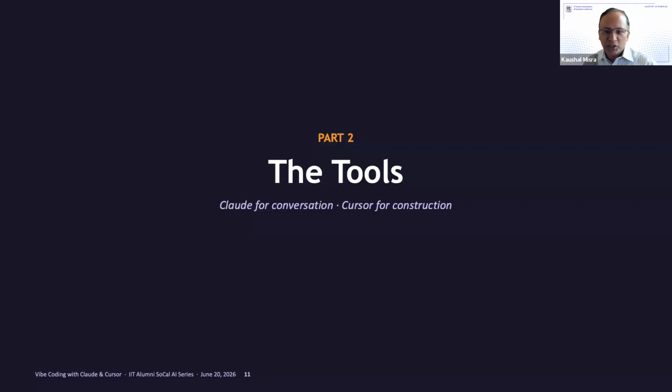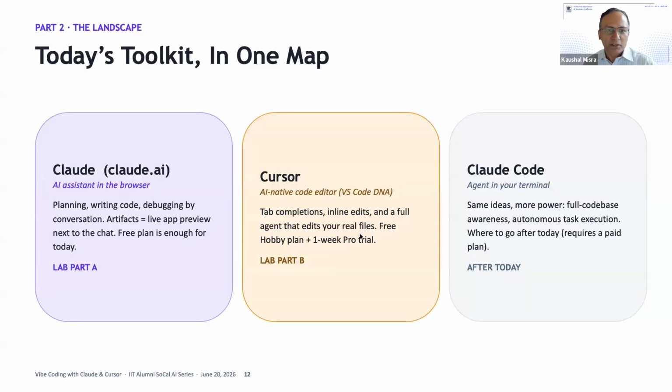Now, Claude for conversation, Cursor for construction. That is what we are going to do today. So this is what we will do. AI assistant in browser. That is part A of the lab, which means nothing to be installed. If you have created a Claude.ai login, that is fine. If you've downloaded Cursor on your machine and have a working one-week Pro trial, which was given in the setup instructions, you're going to be fine. Otherwise, just watch as I go through it, if you can follow it.